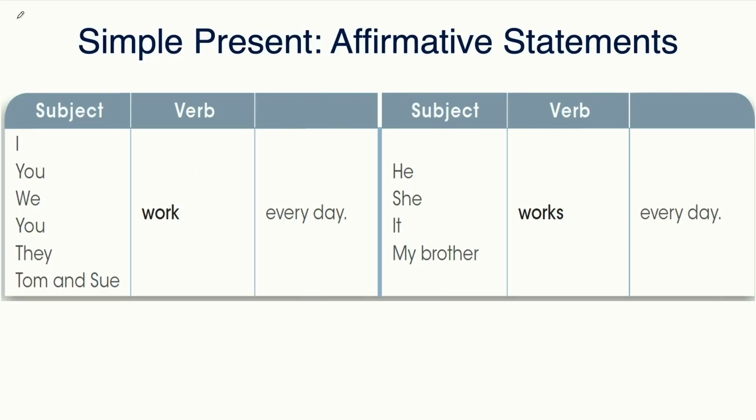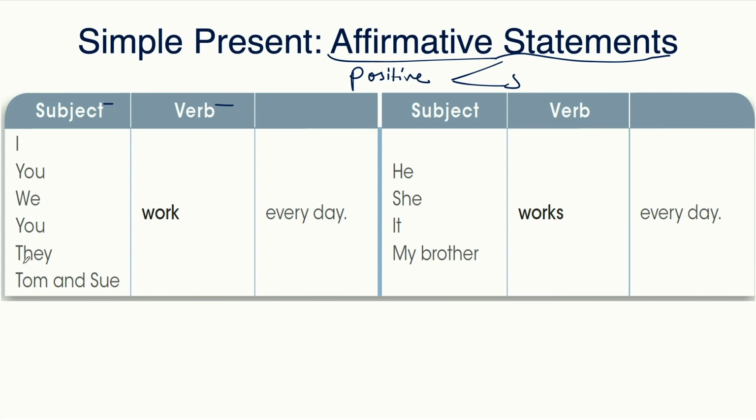Here we go with simple present and affirmative statements. Affirmatives, if you don't understand them, in other words, you can call them positive statements or positive sentences. Okay, great. Now here is the structure of simple present. Here we have subject, verb, and time expression. Now under subject you see I, you, we, they.